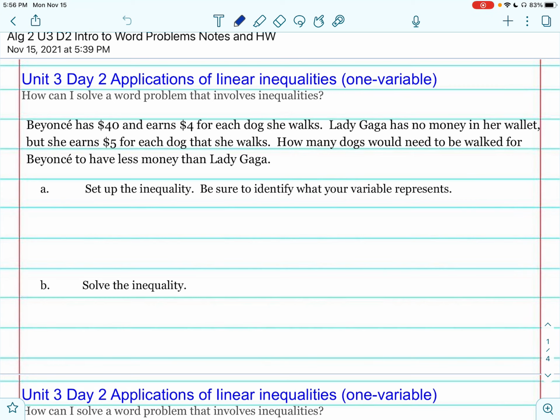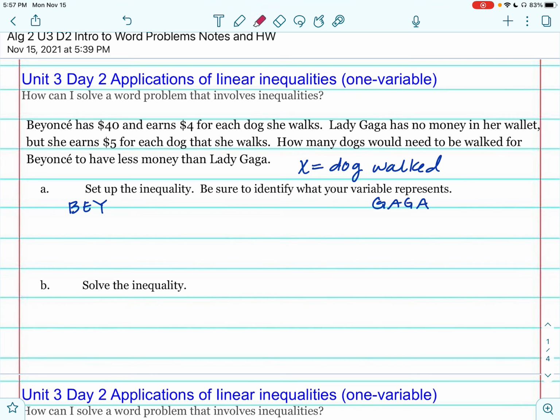So what we really have is like two problems happening, right? Beyonce has a problem and her own equation, and Lady Gaga has her own problem and her own equation. Okay? And what we're talking about this whole thing is making money by walking dogs. So my x is going to be the dogs walked, right? I only make money if I actually walk the dogs, whether or not I'm Beyonce or Lady Gaga. All right. So it says set up the inequality and be sure to identify your variable.